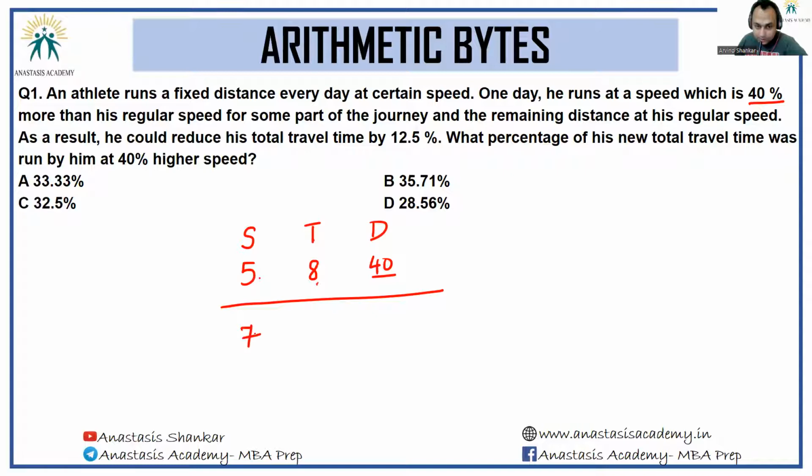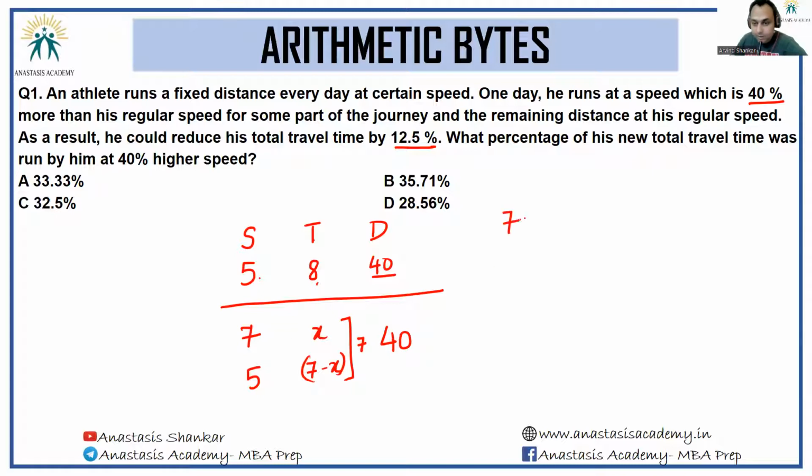Now with his increased speed, it would be 7. He would run for x hours here. And the remainder of the distance he would run at 5 for 7 minus x hours. And why this 7 minus x hours? Because his total travel time reduced by 12.5%, or it reduced by 1 by 8. So these two together should add up to 7. Finally, what are we left with? We have got the same distance of 40.